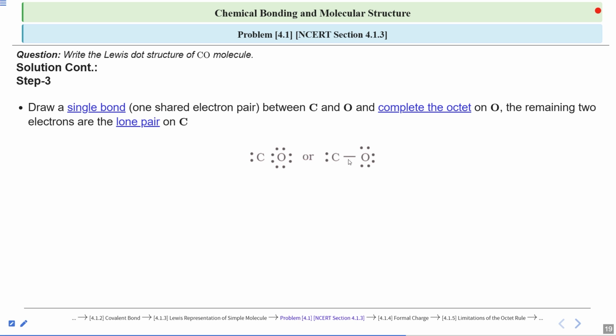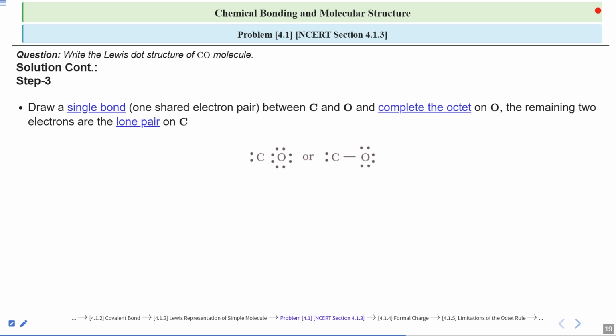Okay. Again I am repeating it. The carbon has 4 electrons, 1, 2, 3 and 4. Whereas the oxygen has 6 electrons, 1, 2, 3, 4, 5, 6. Okay. Now the carbon is using its 2 electrons to make the single bond. But still it is not complete. So I will move on further. Do not take it as completed.